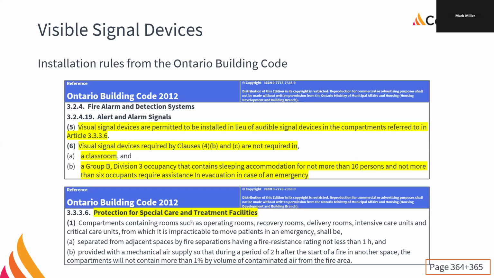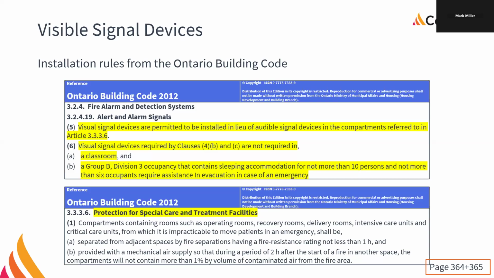Back to our visual signal devices like strobes. We don't have to put them in classrooms. Right? If we've got a school, we're going to have strobes in the hallways. We don't have to put them in the classroom. Now, if it's a school for the hearing impaired, we're going to want to put them in the classrooms, but we're not required to.